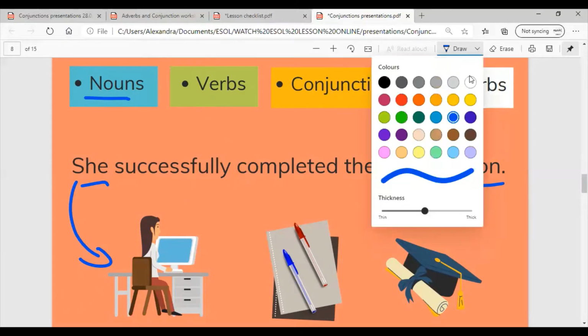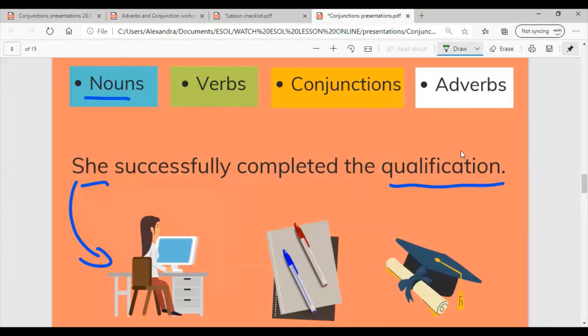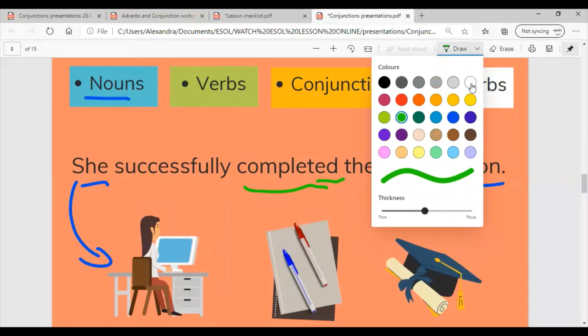Now we're going to look for our verbs. She successfully completed the qualification. Completed can mean finished. So finished, completing, finishing, to finish, to complete. Those are all different verbs, but this verb is in the past tense, which we can tell by the ed on the end of the word. So that's our verb. Now we're going to look for our adverb.